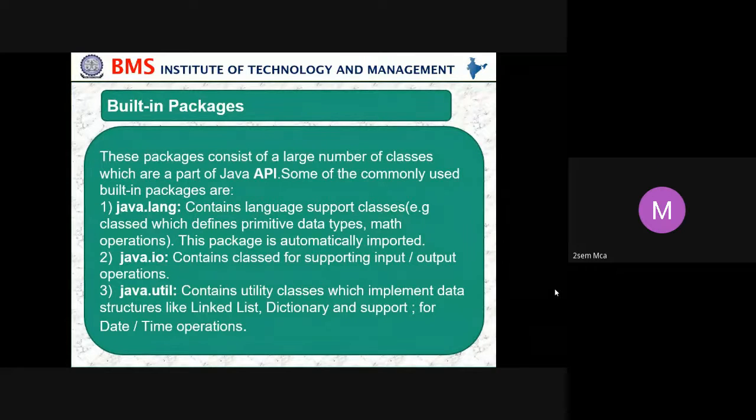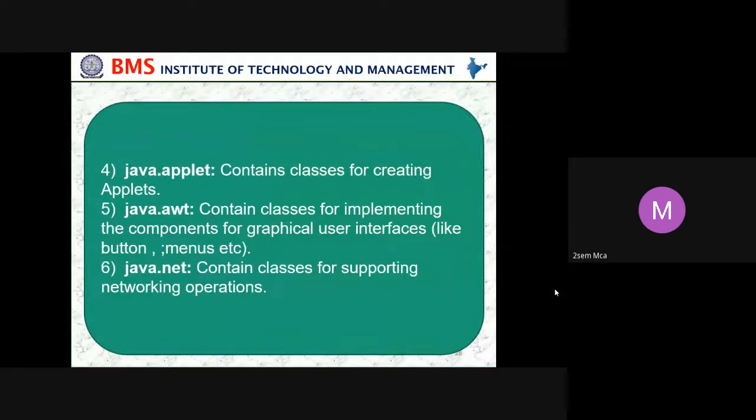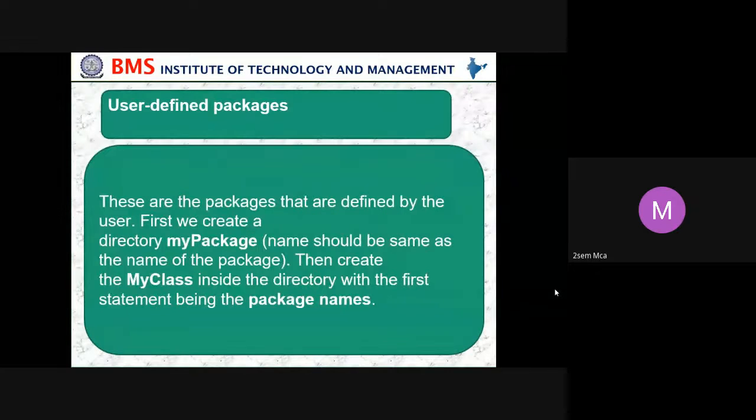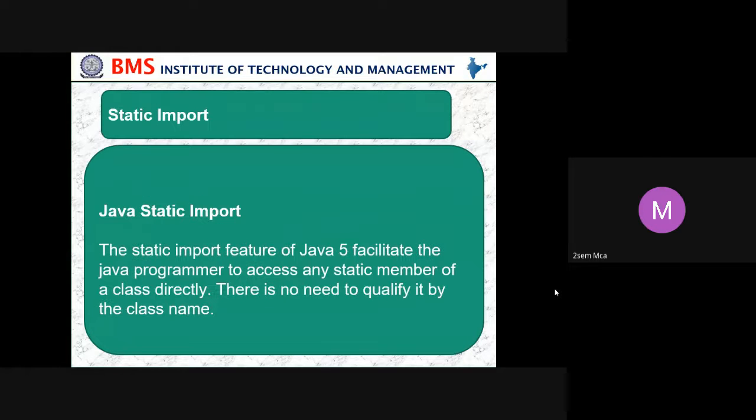These packages consist of a large number of classes which are part of the Java API. Some of the commonly used built-in packages are java.lang, java.io, java.util, java.applet, java.awt, java.net. User-defined packages are the packages defined by the user. First we create a directory. My package name should be the same as the name of the directory. Then create my class inside the directory, with the first statement being the package name.